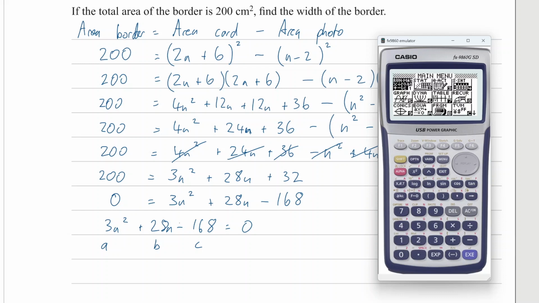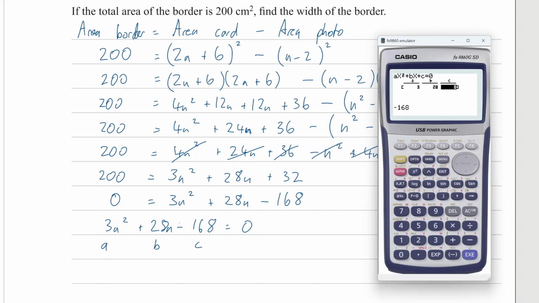We hit menu, go to EQUA, equa for equation. The type of equation is a polynomial, F2. It is degree 2. That means the highest power is 2, so it's a quadratic. And see at the top there, ax squared plus bx plus c equals 0. That is exactly what we have, right? Where our a term is 3, the number in front of n squared. Our b is 28, execute, and our c is minus 168.